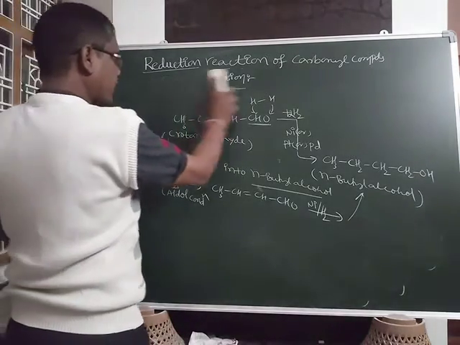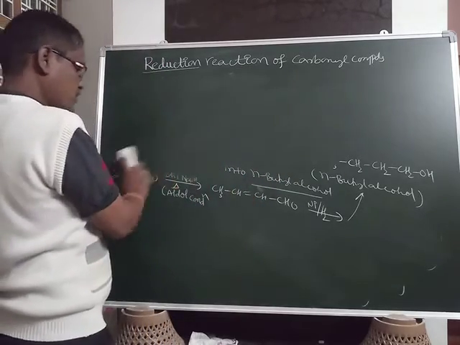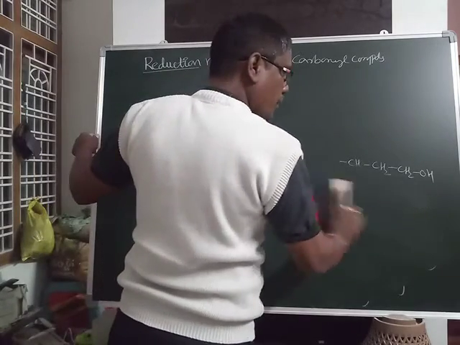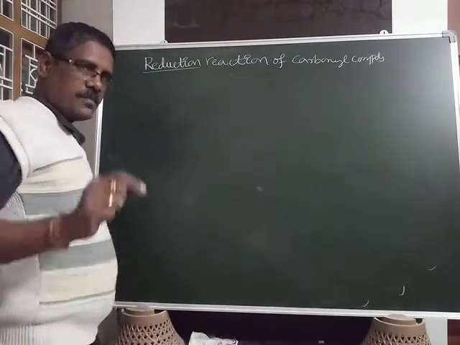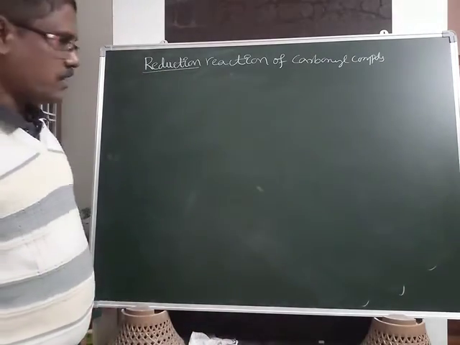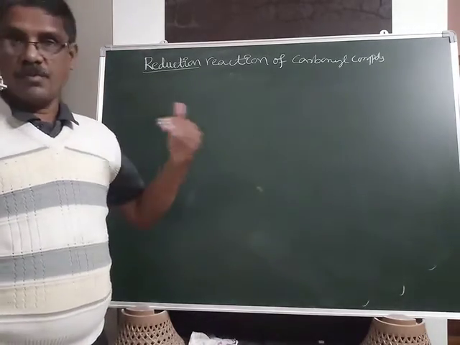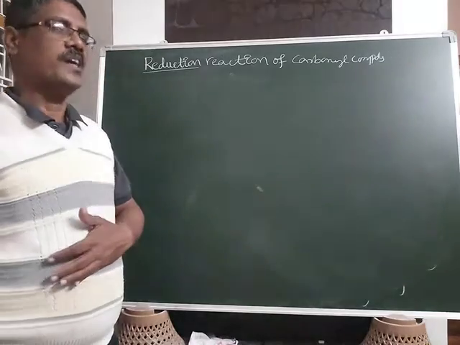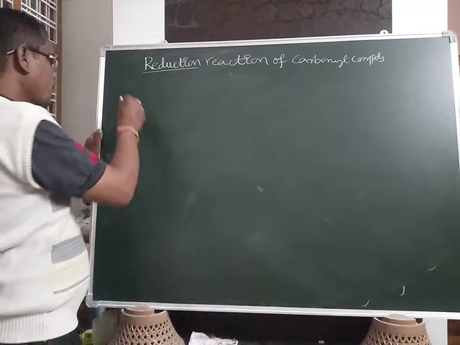First one, catalytic reduction. Catalytic reduction is with hydrogen, and the catalyst may be nickel, platinum or palladium. In this one, aldehydes convert into primary alcohols and ketones convert into secondary alcohols. In this reaction, C double bond C also reduces, and C triple bond C also reduces into the C single bond carbon.